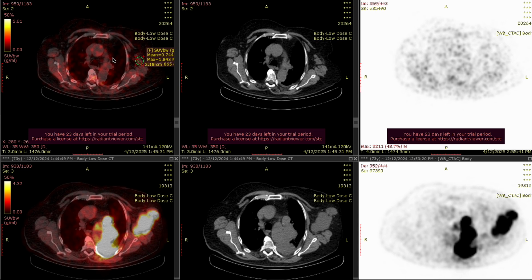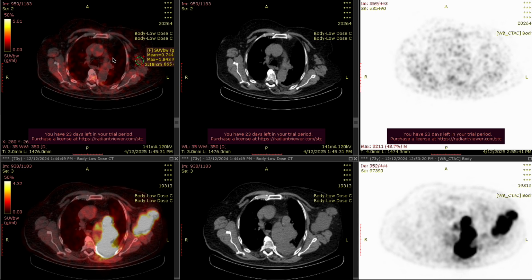Deauville 4 and 5 depend on the baseline. If it increased slightly more than the liver, this is Deauville 4. If it's 2 or 3 times above the liver, it's Deauville 5. However, we call it regression, stable, or progression depending on the previous scan. If the previous scan SUV max was 20 and the current SUV max is 10, this is still Deauville 5, however, it's partial response.